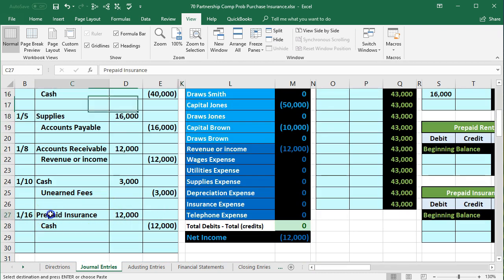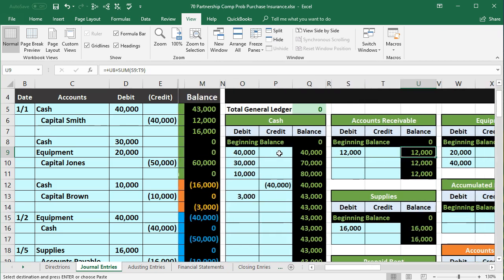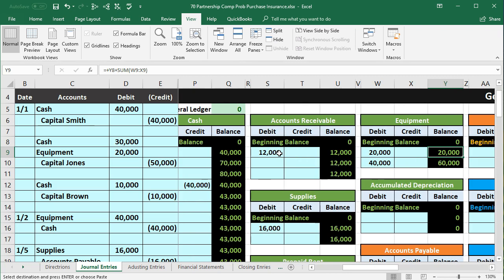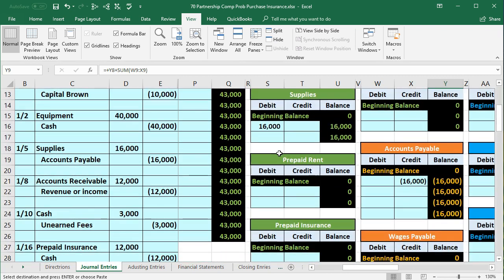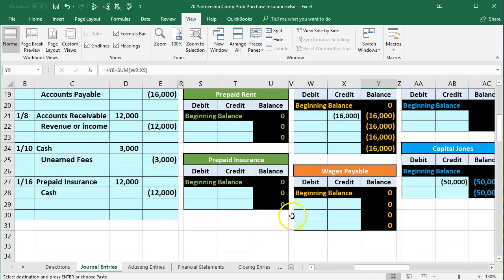Going to scroll down, prepaid insurance, the first one we want to post. There it is on the journal entry. Scrolling back up, here it is on the trial balance. What is it? That's the 6th or 5th account. Same over here on the general ledger account. So we got cash, accounts receivable, supplies, prepaid rent, which I'm not sure we have any rent. I don't know why that account's there, but that's okay. We want to be at prepaid insurance. Don't put it into prepaid rent.